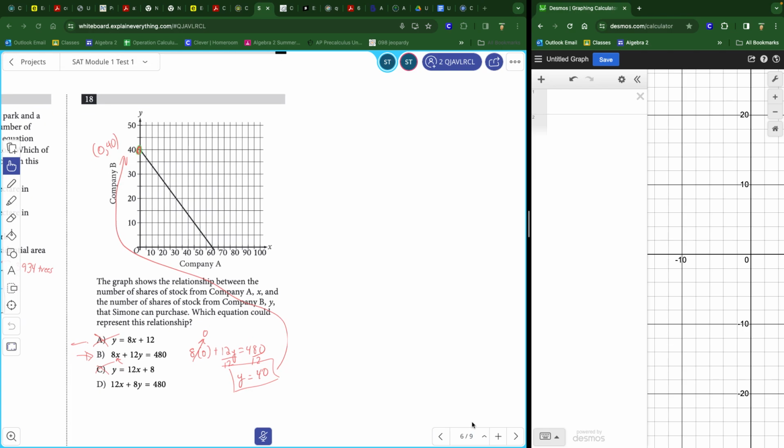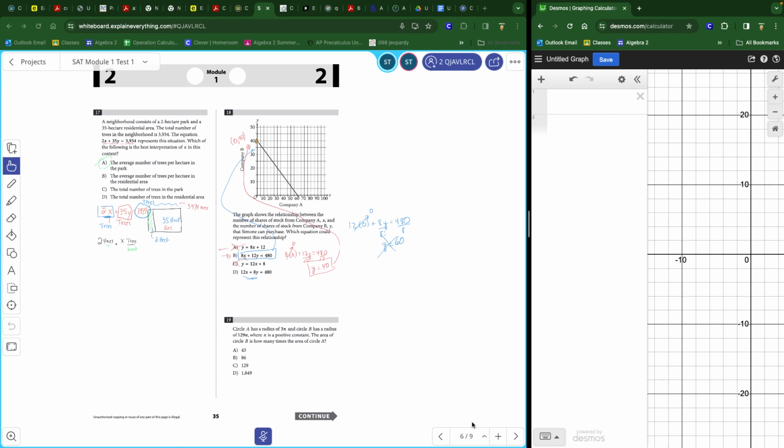But I'm not quite positive yet. So I got a couple choices. I could test it in this one. So let's find out if it's the last one. 12 times x, and I'm testing x is 0, plus 8y equals 480. That again is 0. So does y equal 40 here? Oops, should be dividing by 8. No, it doesn't, because 8 goes into 48 6 times, so that's 60. So no, this is the only one that goes through that point. That's probably the quickest way to solve that problem.